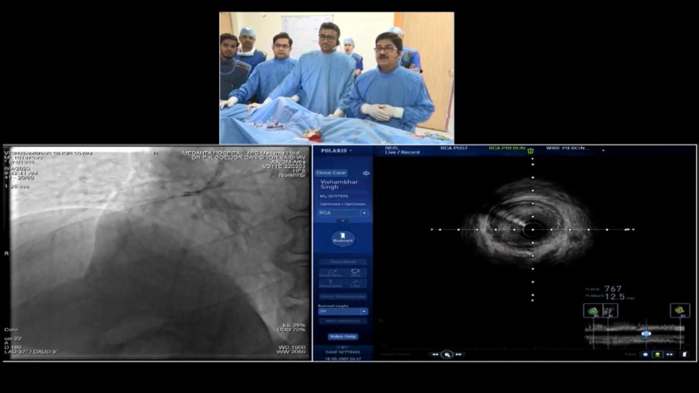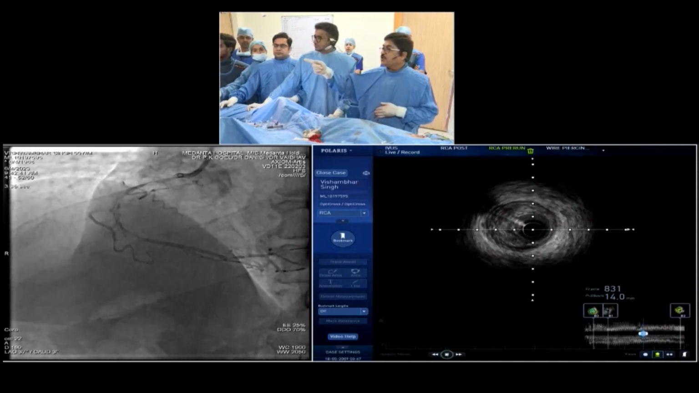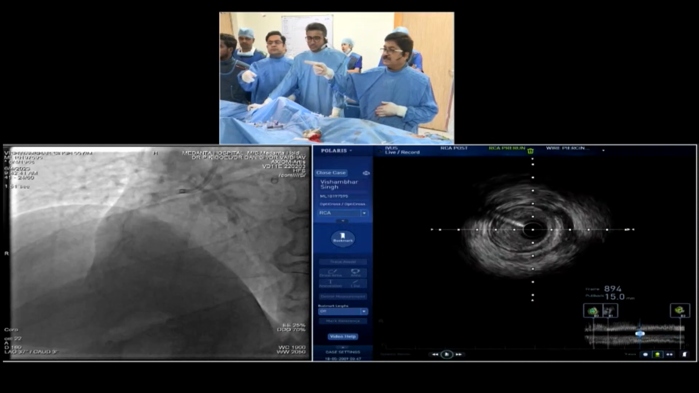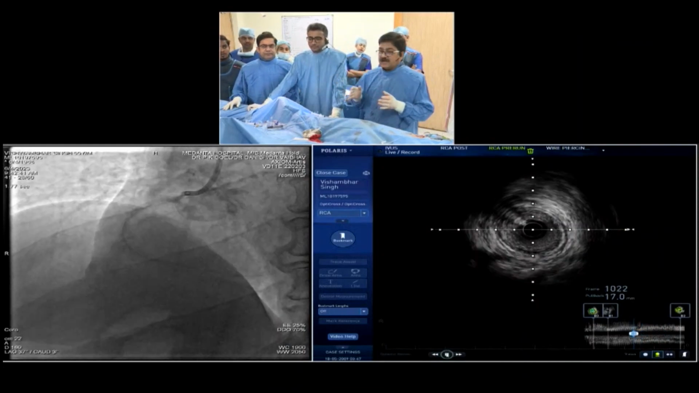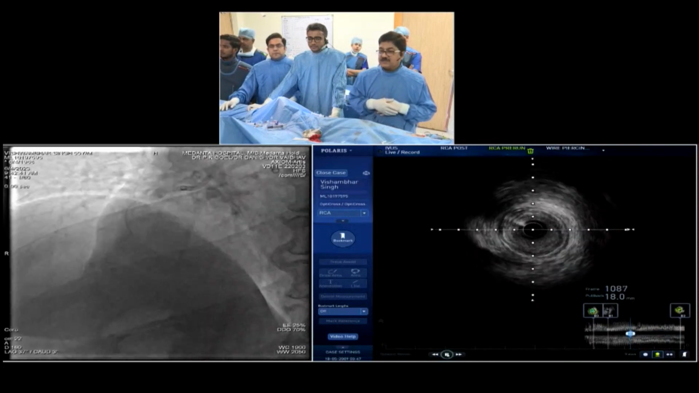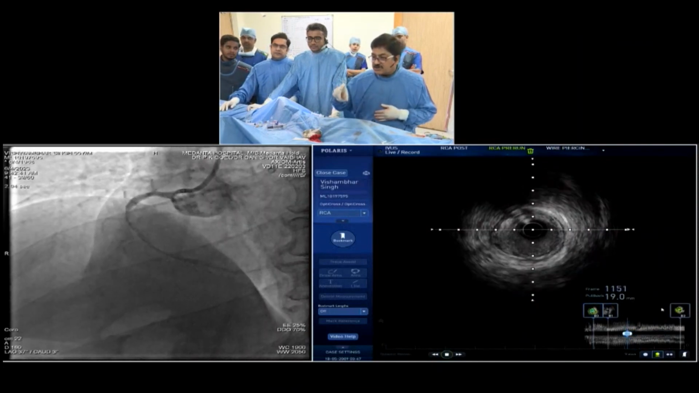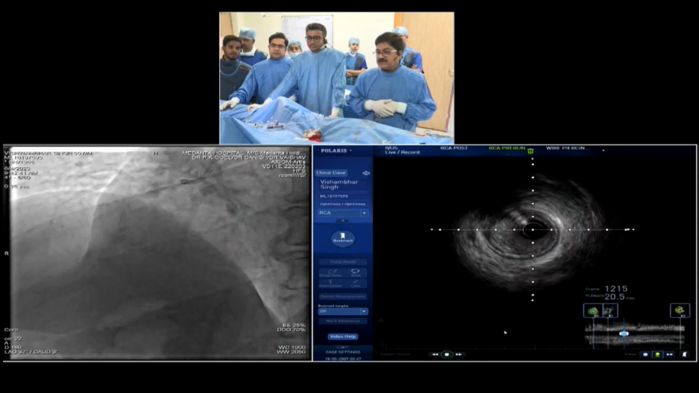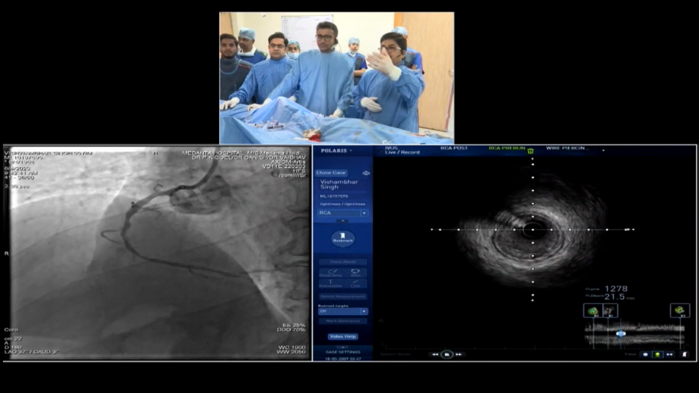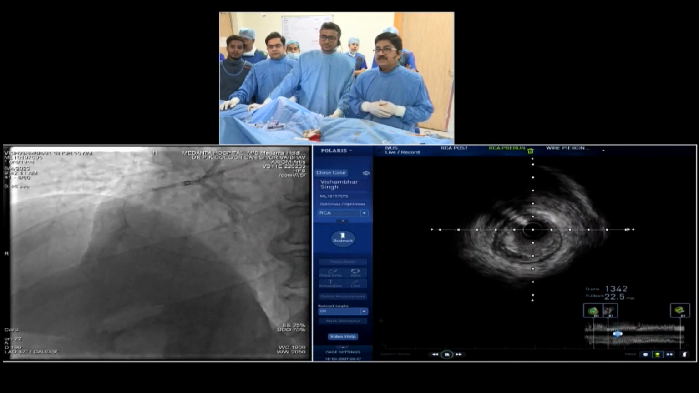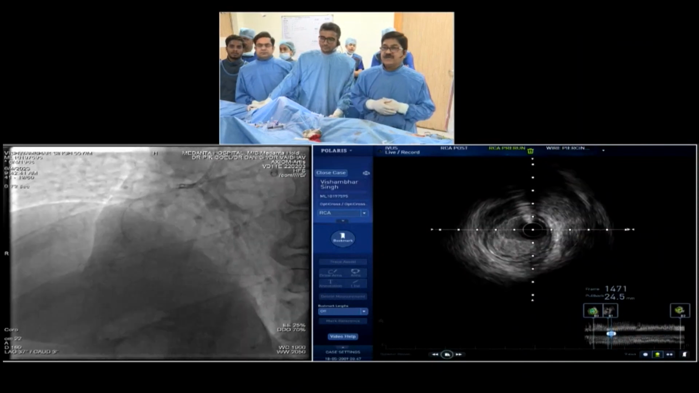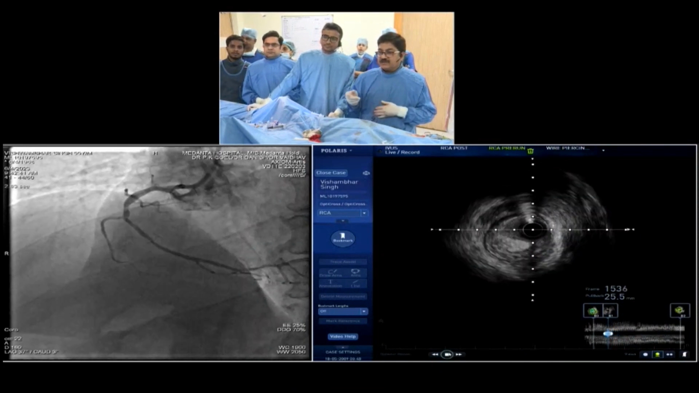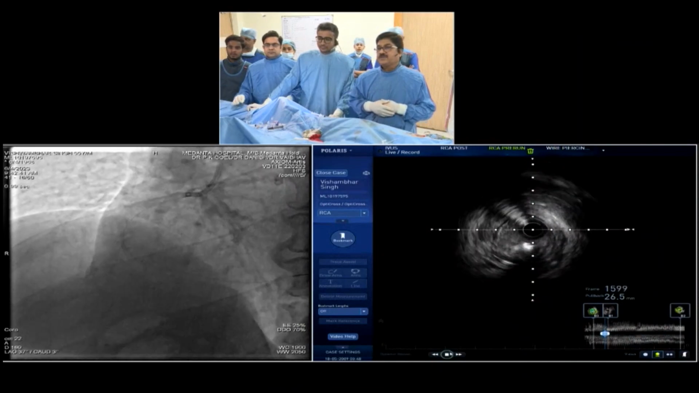Okay, please show me the IVUS after the 2.5. So you are seeing the IVUS. This is the pre-stent IVUS image. So the distal vessel is also good, 3.5, 3.8, which doesn't look as much on this angiogram. So with that IVUS information at the back, we were confident to use a 3.5 stent here.